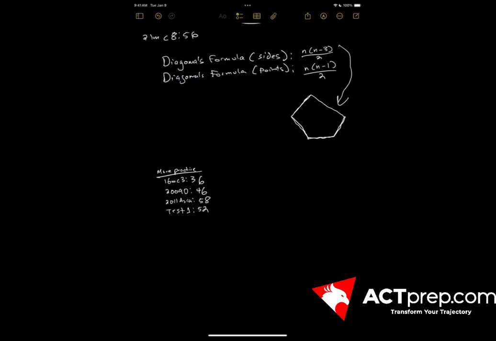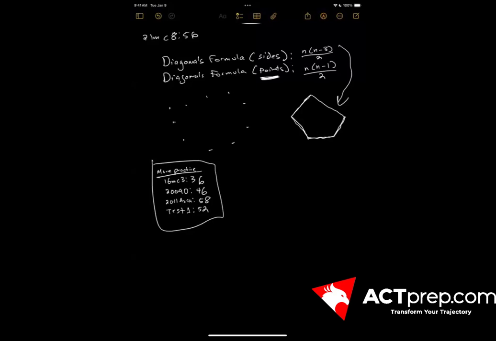So in the scenario with 56, this is when they give you points instead of sides. And it might not be immediately apparent that you're going to use the diagonals formula, but you'll see again and again that these questions are very similar. So that's why we recommend you do those more practice problems after this. But yeah, so it'll say 10 points in a plane.